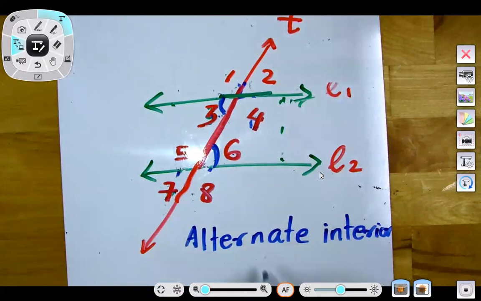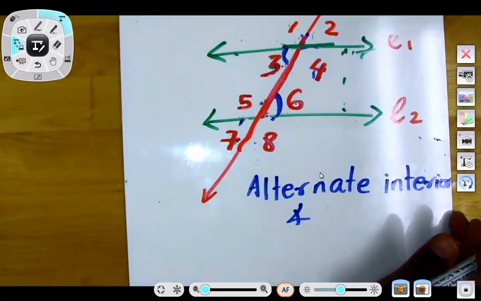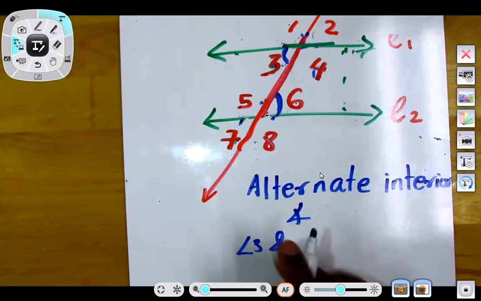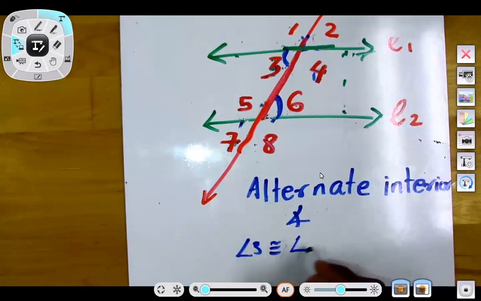Alternate interior angle. All right. So if you look at it, angle 3 and angle 6, I'll just put congruent, so then you will know that those are congruent. Corresponding angles are congruent, and alternate interior, 3 and 6 are congruent because those are alternate interior angles. What is the other one?